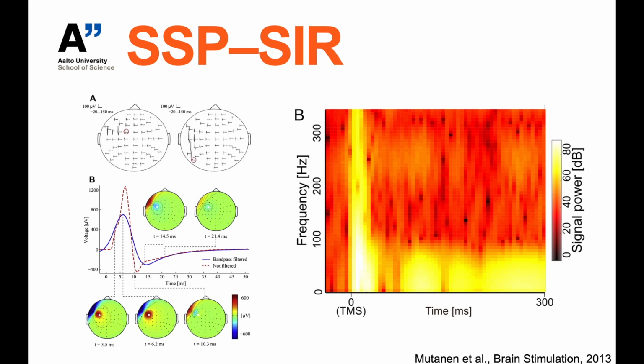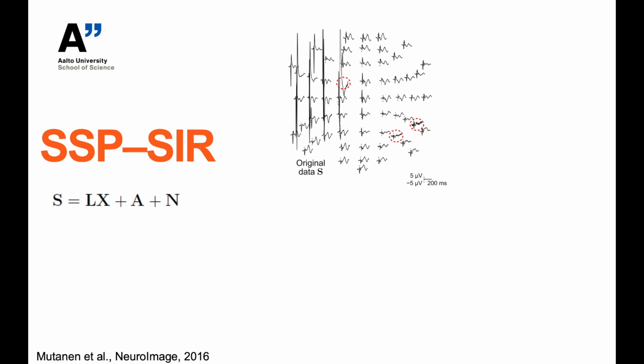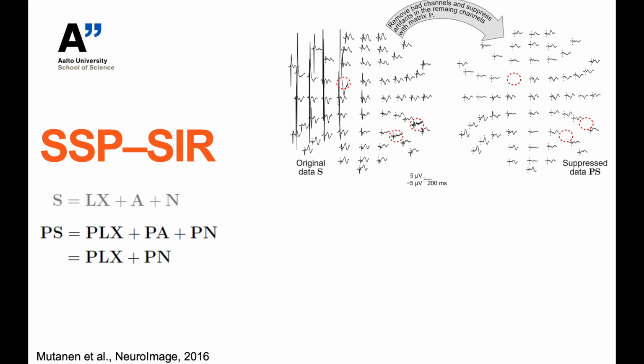And the whole sequence of the SSP-SIR method goes as follows. First we estimate the muscle artifact topographies from the high-pass filtered data, and we project those topographies out with this projection matrix P. And now you can see that in the new equation, the main difference is that we have got rid of the A, but the new equation has the exact same form as the original one.